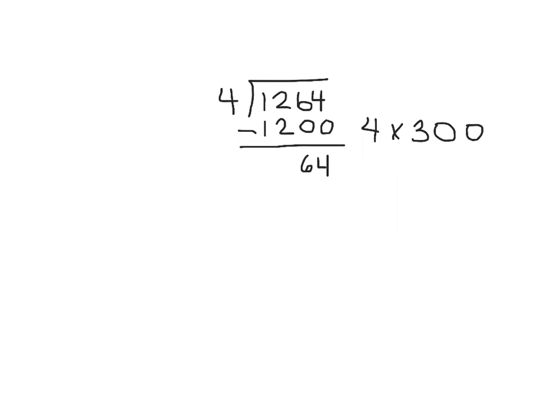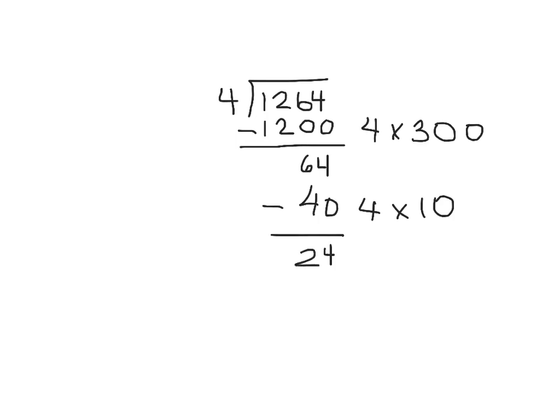Now, I don't really know what number I could use next that would get rid of a whole bunch, but I'm not going to worry about it too much. I'm just going to say, you know what? I know that 4 times 10 is 40, and 40 is less than 64. So I'm going to give myself a break here and just do 4 times 10. 4 times 10 is 40. And I'm left with 24.